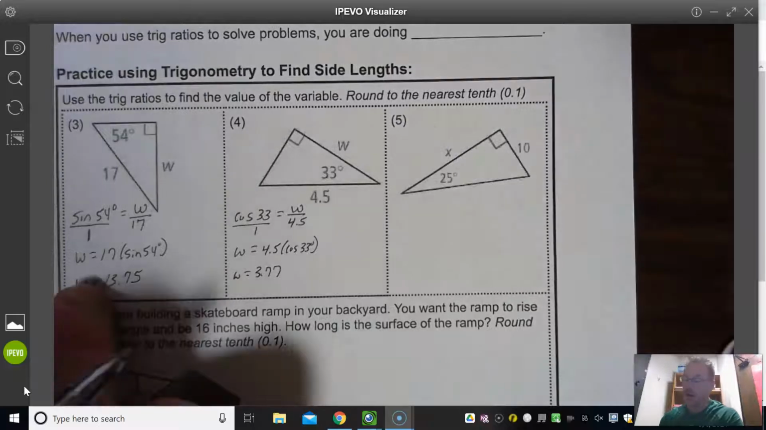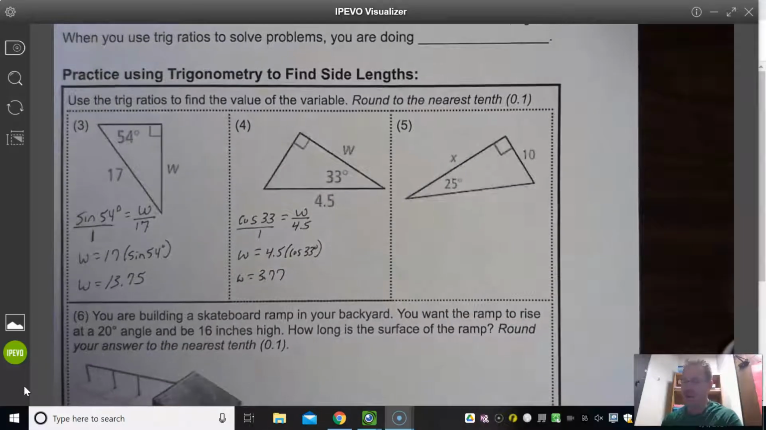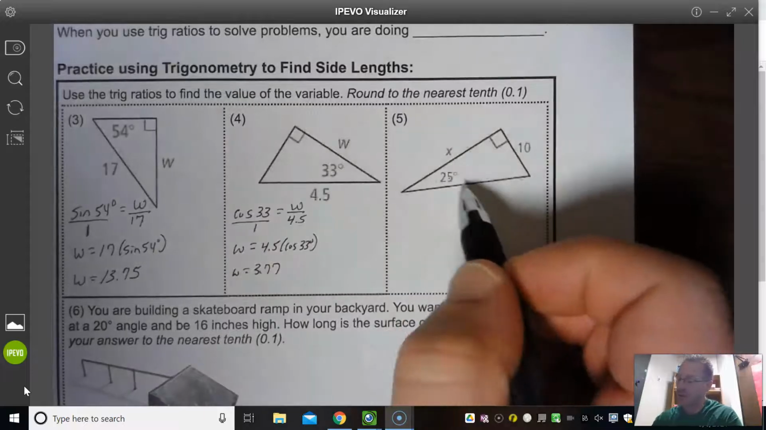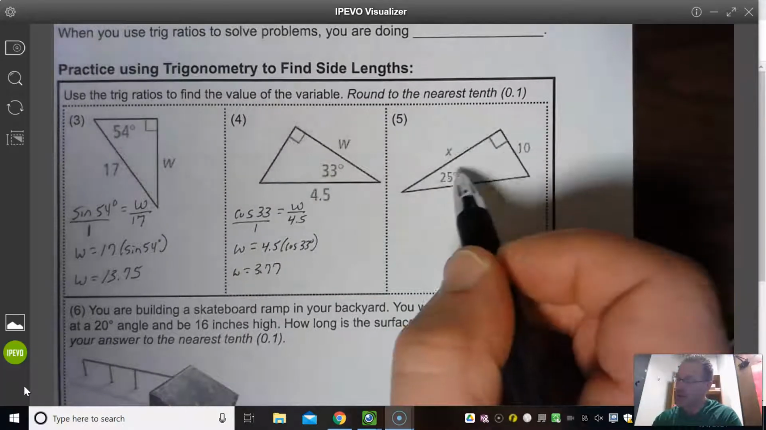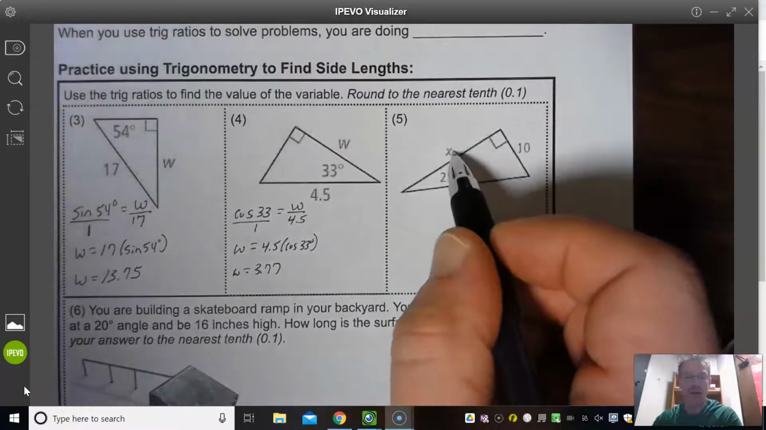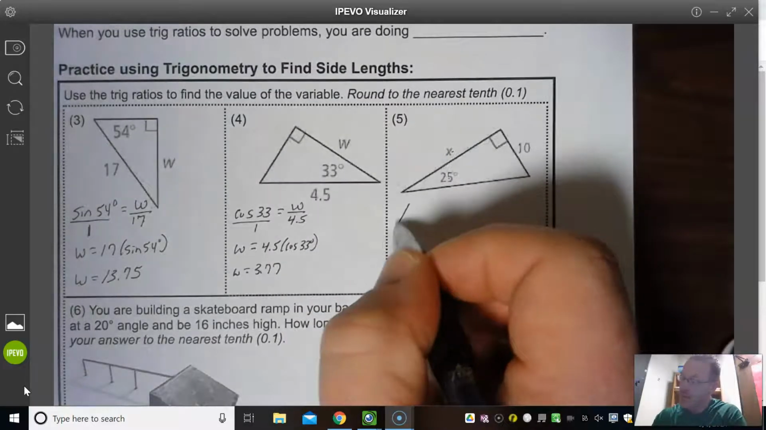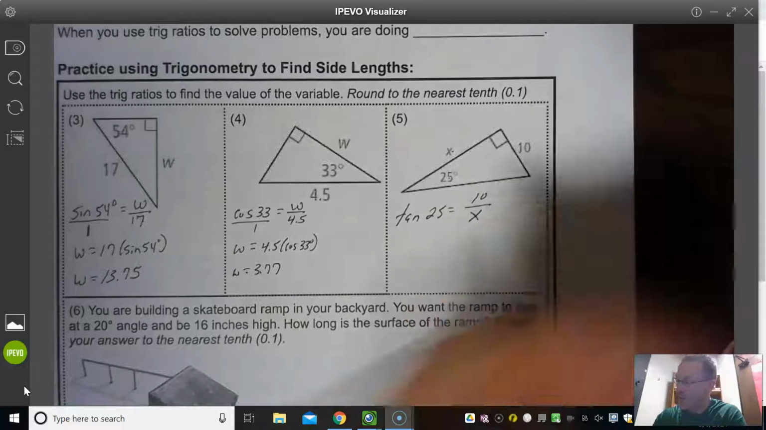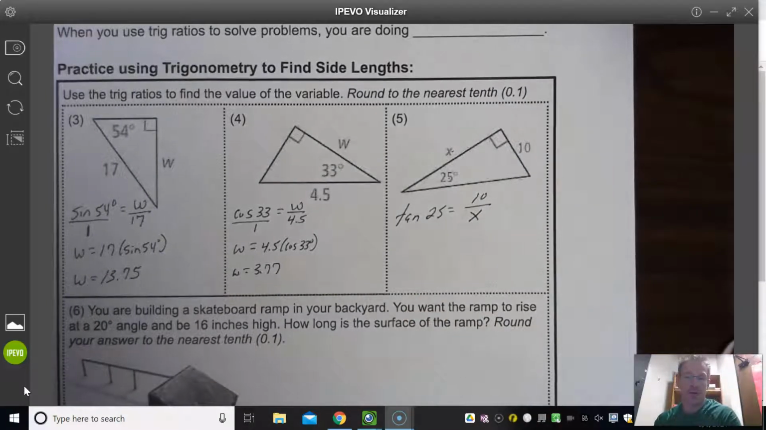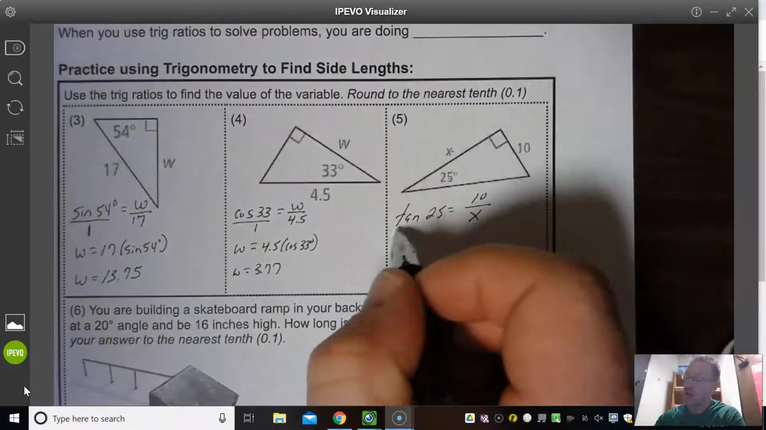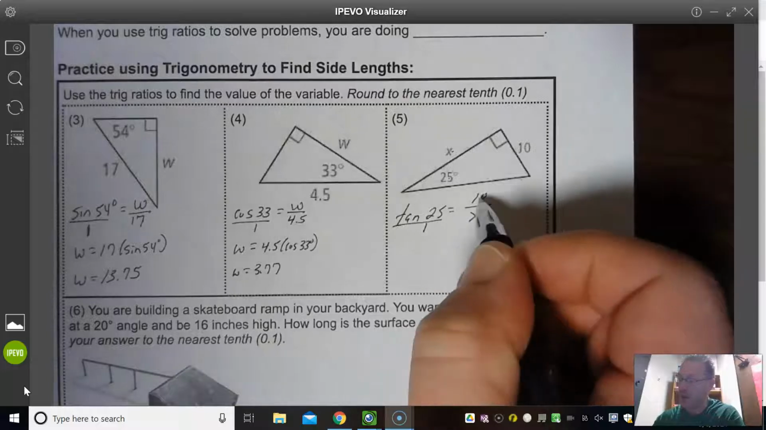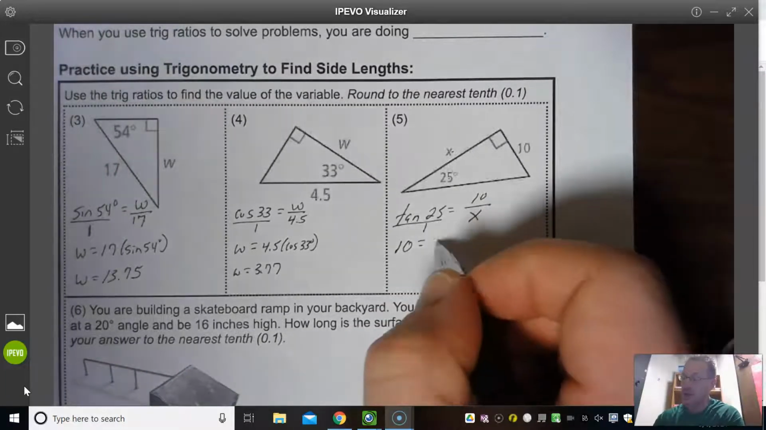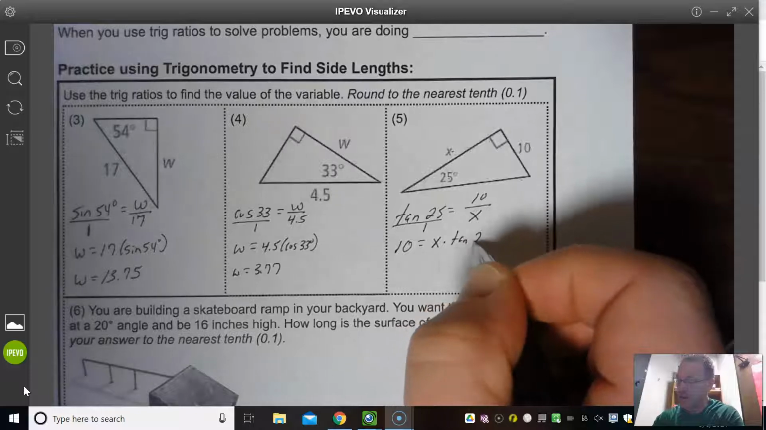If you can guess, we've done sine, we've done cosine, so this will be an example of tangent. If I look at 25, notice this time I have the opposite side, which is 10, and the adjacent side, which is x. So tangent of 25 is the opposite side over the adjacent side. Once again, we're still going to cross multiply, but notice the difference here. When I cross multiply this time, I'm going to get 10 times 1, which is 10, and then x times tangent of 25.